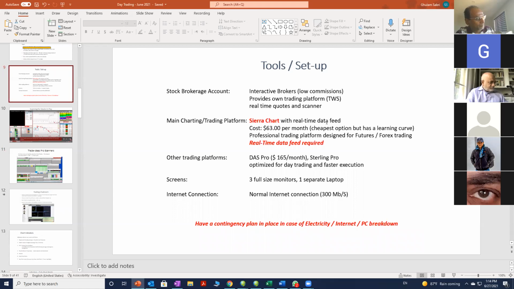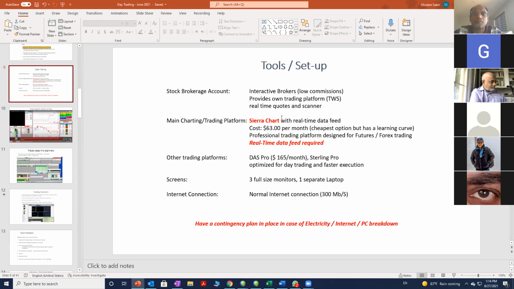They don't provide you market depth, which is level 2, and at times that is important. They're saying that it will be available pretty soon. The cost of Sierra Chart is pretty low, $63 per month compared to $165 for DAS Pro and Sterling Pro. But DAS Pro and Sterling Pro are optimized for day trading and faster execution.